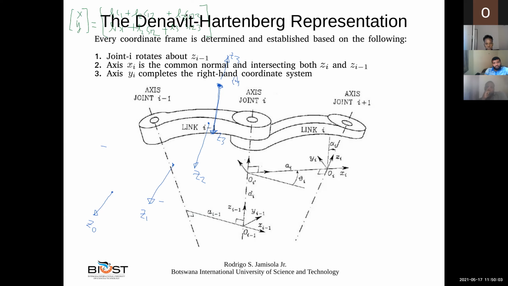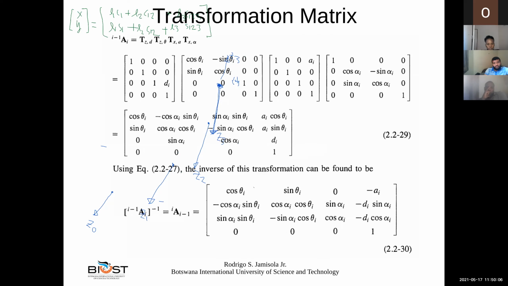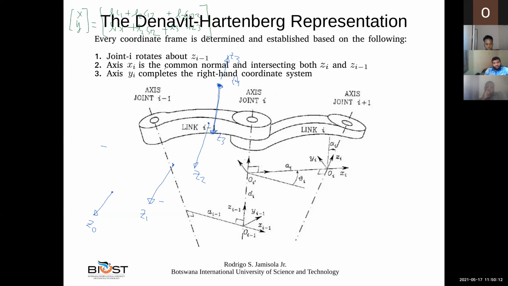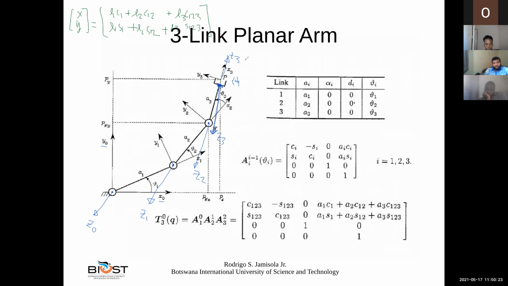Let's check. If we choose z3 to be here, is x3 a common normal and intersecting? Is it normal and intersecting to both z3 and z2? So this is z3 and this is z2. Let's check that, just out of curiosity, if it's really okay. We choose z3 to be here. If that is your z3, where is your x3?